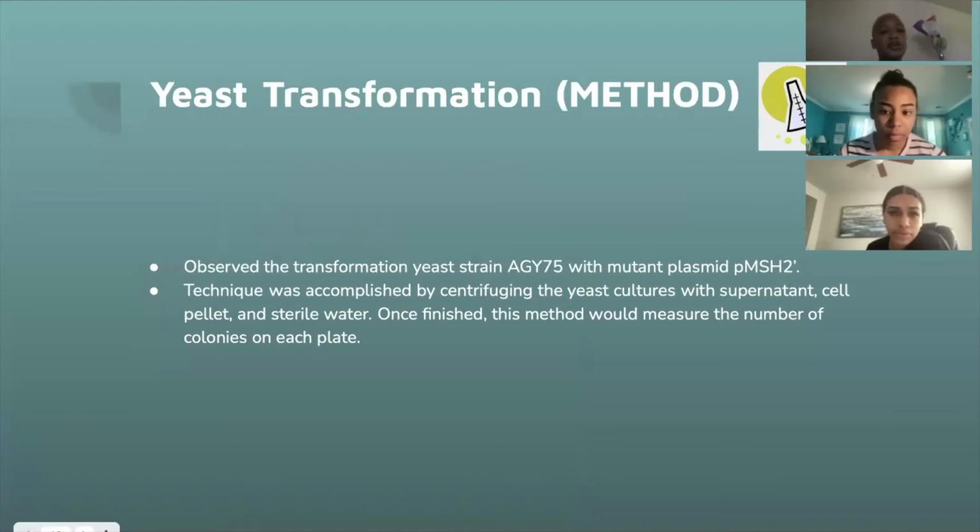The yeast transformation method. We transformed the yeast strain AGY75 with the mutant plasmid PMSH2 prime. The technique was accomplished by centrifuging the yeast cultures, discarding the supernatant, and resuspending the pellets in sterile water. Once finished, this method would measure the number of colonies on each plate.